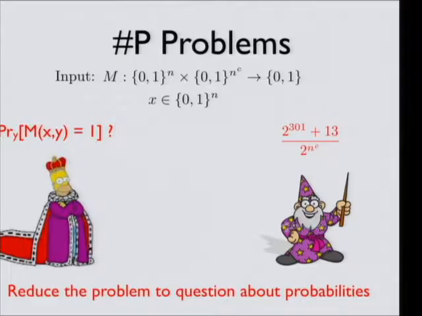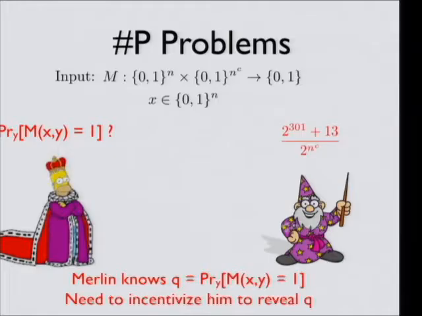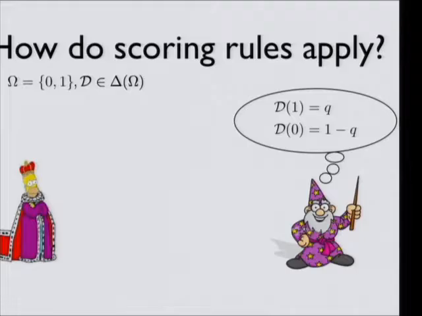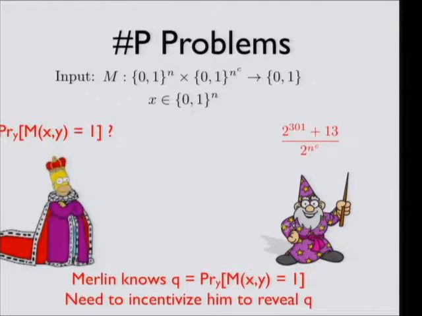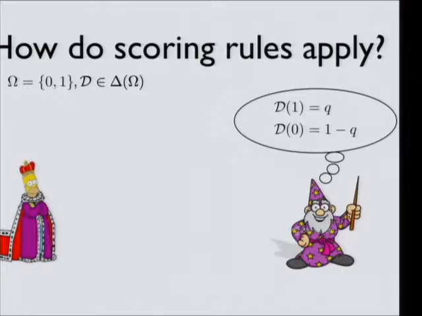And Merlin, being all powerful, can easily transform his answer of 2 to the 301 plus 13 to 2 to the 300 plus 1 plus 13 over the total number of possible certificates. And what we need for a rational proof, if Merlin knows this probability Q, is to incentivize him to reveal Q. Any questions about this? This is a bit standard. Counting problems are probability problems.